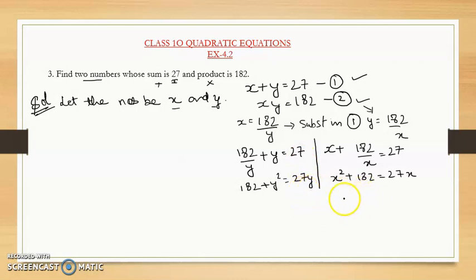If you see the equations, both are the same. I can rewrite this equation as y square minus 27y plus 182 is equal to 0, and this one as x square minus 27x plus 182 is equal to 0. So both the equations are the same, only the variable differs. Here the variable is y, here the variable is x. This depends on whether you are substituting y is equal to 182 upon x or x is equal to 182 upon y.